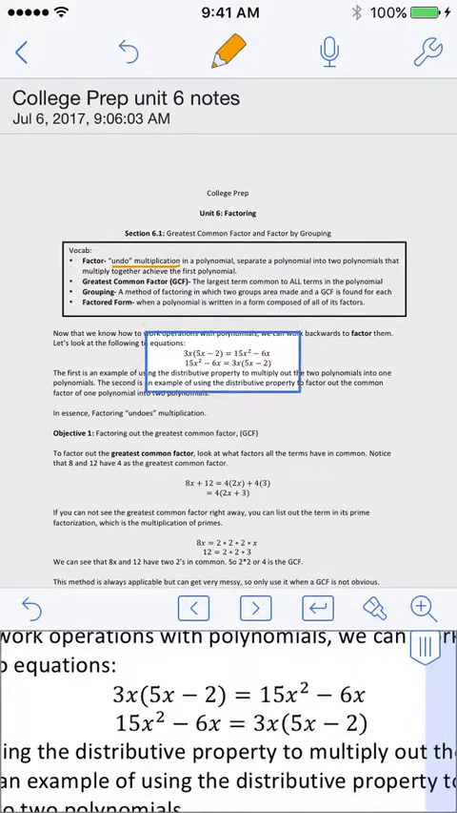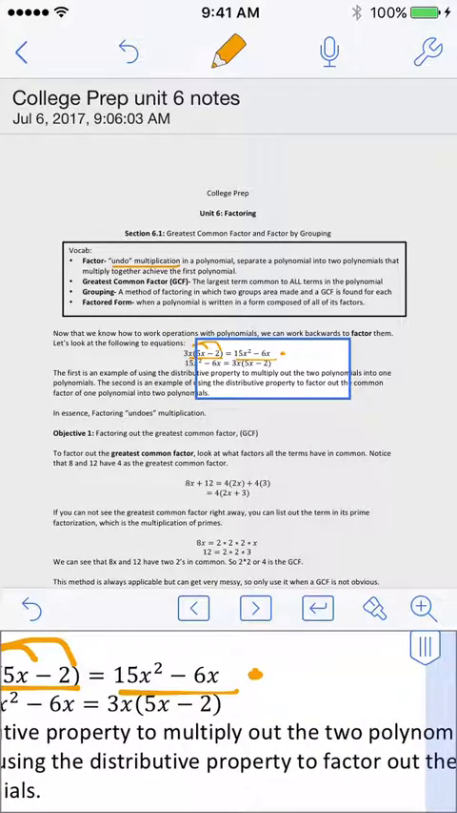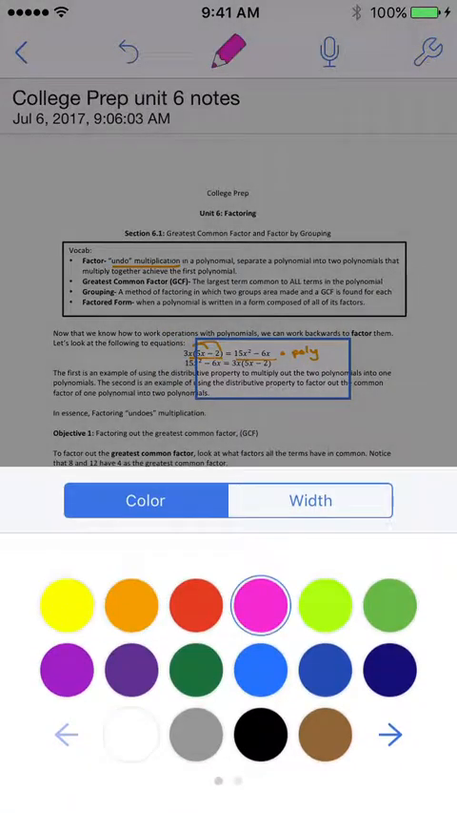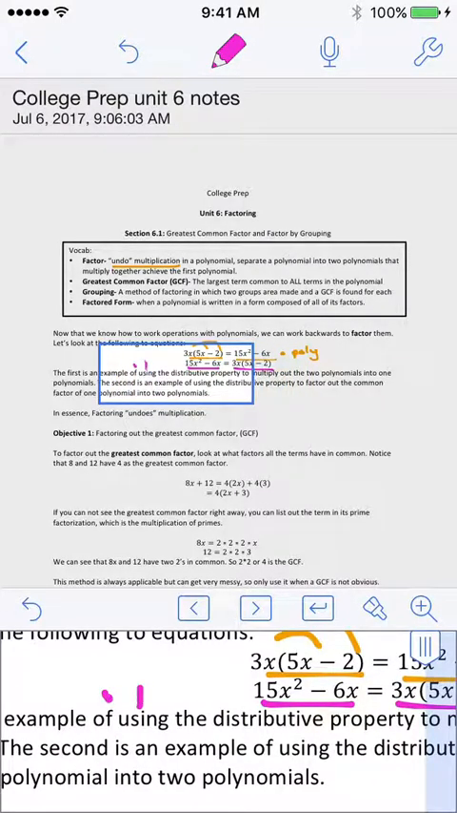So if you take a look down here, we've got stuff like 3x times 5x minus 2. We end up getting 15x squared minus 6x, right? So we distribute it in, and that's what you get. That would be multiplying. Okay, so that's multiplying polynomials. The second example you see here is the same thing, but notice it's written backwards. This one is where you take a polynomial, such like that, this binomial here, and you pull out what they have in common. Essentially, you get back to where you started, that 3x times 1. This is called factoring.